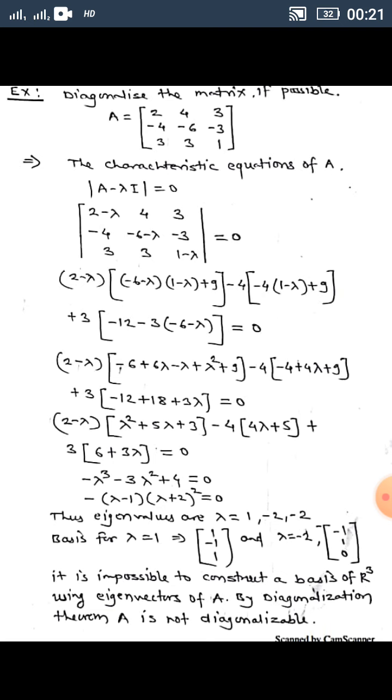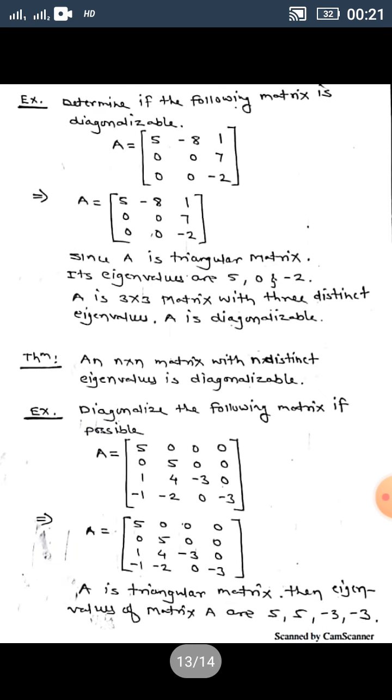Okay, so whenever they ask you to diagonalize the matrix, first you have to calculate the eigenvalues, and from those eigenvalues you have to calculate the eigenvectors, and the procedure is explained in the last example, that is the previous example. Next, determine if the following matrix is diagonalizable. A is 5 minus 8 1, 0 0 7, 0 0 minus 2.